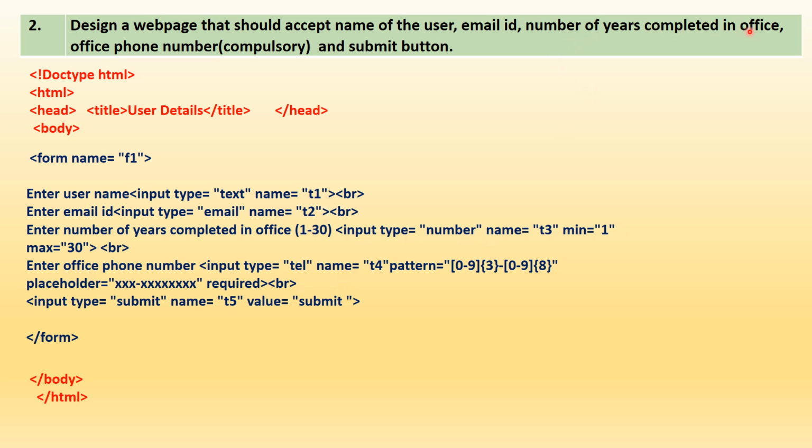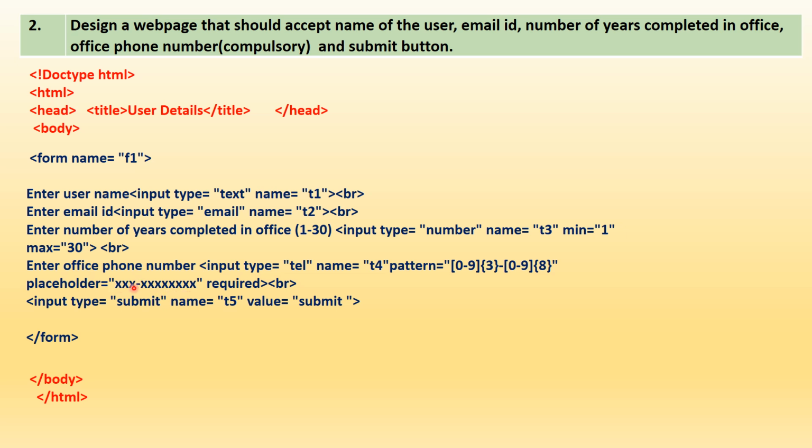Number of years completed in office. They did not mention how many years, so it is up to you to decide. Then for the number of years, the type has to be number. Next is office phone number. Again, they did not mention whether it is a mobile number or a landline number. It is up to you to decide. Only thing which is compulsory here is, compulsory is mentioned so the attribute required should be there. Input type is TEL for telephone number. Here I've assumed it's a landline number.